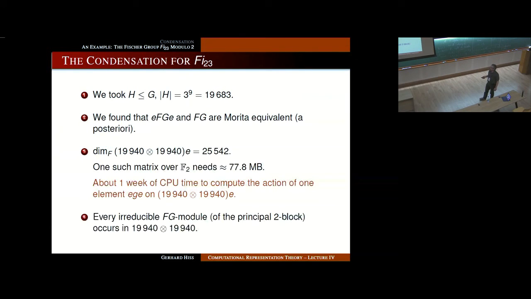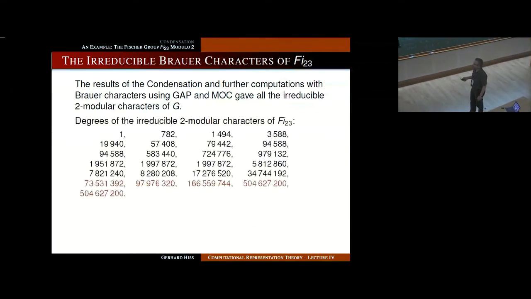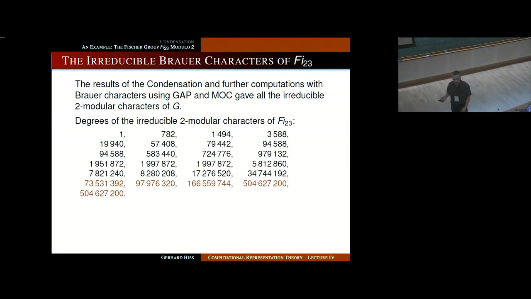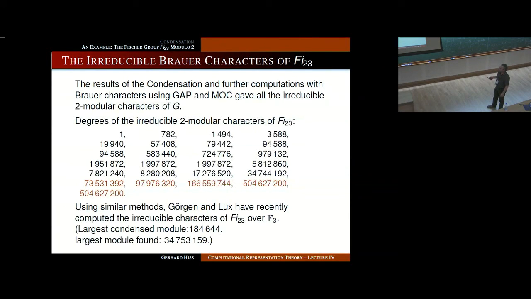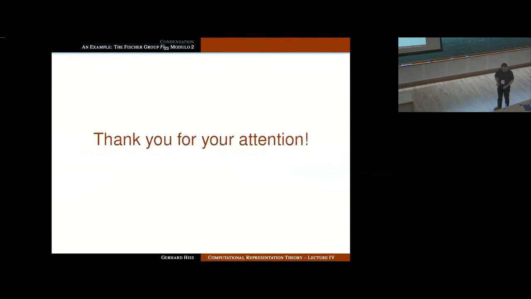Anyway, every irreducible module actually occurs in here, but we need all the other modules to analyze, finally to find these degrees. So the degrees in brown are the ones we didn't have to find because they lie in other blocks and were known. So we were lucky. So the largest irreducible has this dimension, 34 million, and similarly Fischer 23 has been finished this year, modulo 3. So Fischer 23 has been done, thanks to the work of Klaus Lux, and I thank you for your attention.